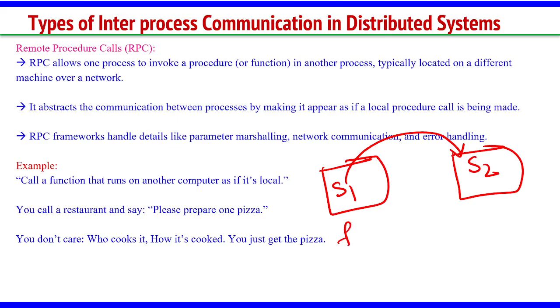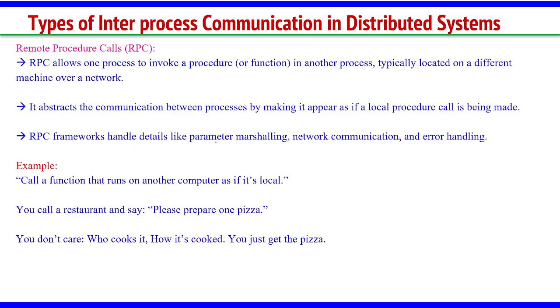I know you might have studied about function F1, there is another function F2. From F1 you are calling F2, right. Same way, but these F1, F2 functions are not on a single machine, they are on different machines. That is the point here in distributed systems, right. The RPC framework handles details like parameter marshalling, network communication and error handling. It's as simple as that. Call a function that runs on another computer as if it's local.